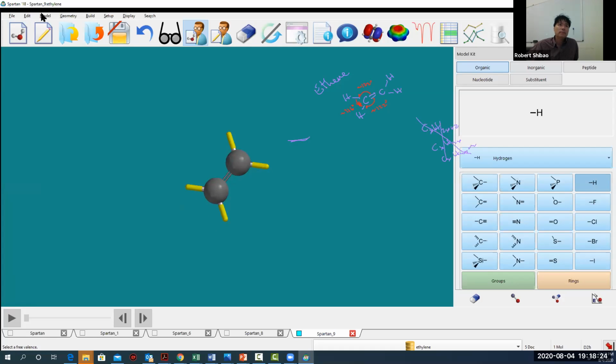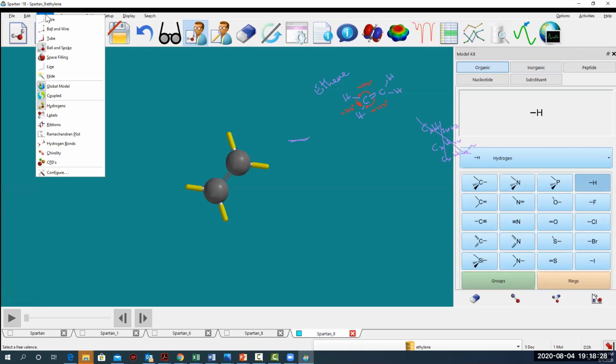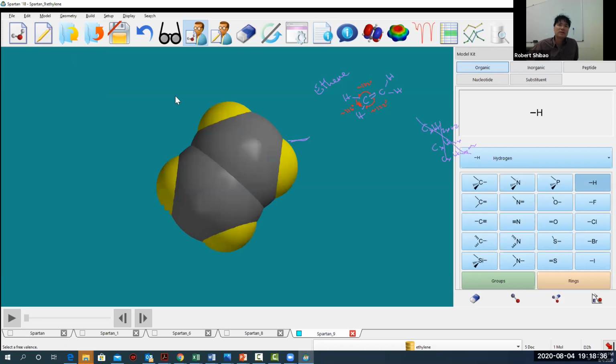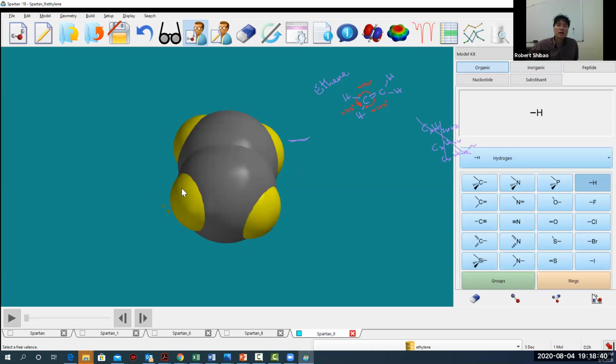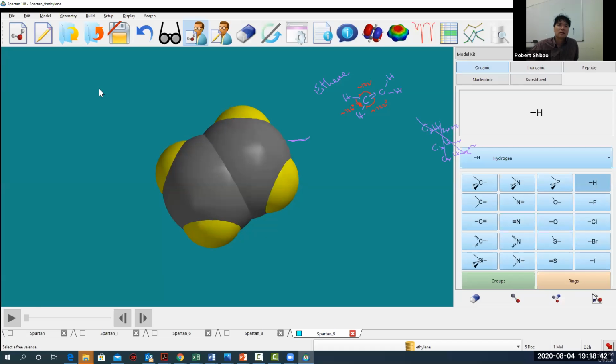Sometimes they just don't show the hydrogens to make things clearer. The hydrogens are there. They're just not showing it. Like if it went space filling, you can see the hydrogens in yellow here, which is unusual. Usually hydrogens are white. Those 2 carbons.